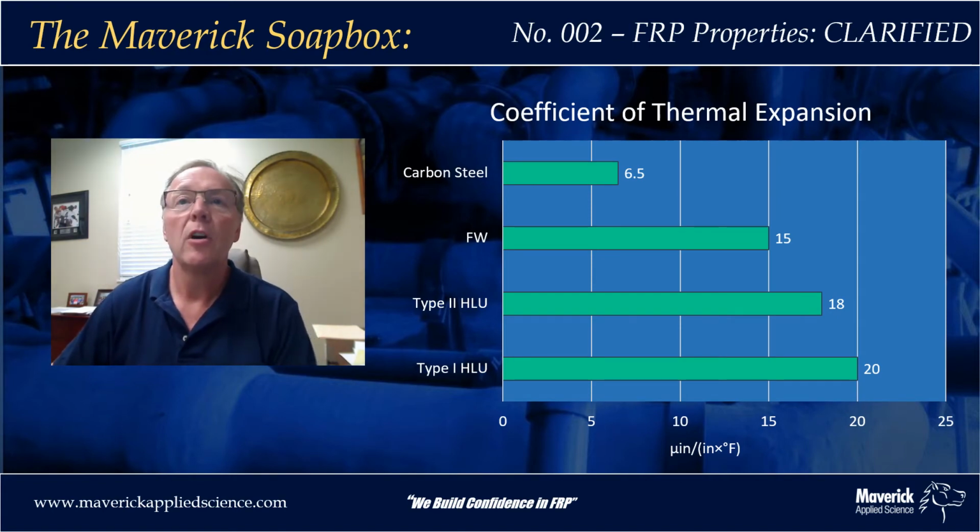So now we're going to talk about coefficient of thermal expansion. You see carbon steel here at 6.5. This is units of micro-inch per inch degree Fahrenheit. And then we have filament wound pipe at 15. And then you have type 2 at 18 and type 1 at 20. So generally speaking, what you see here is that FRP expands and contracts about 2.5 to 3 times that of carbon steel, so that's notable. This is an important characteristic that we need to consider when we're doing piping design of components as well as pipe stress analysis. So keep that in mind as you move forward.